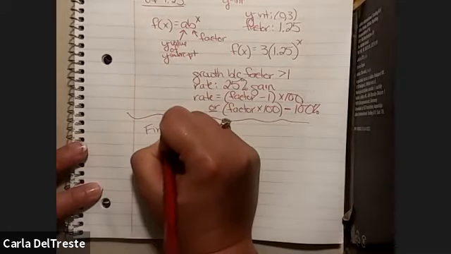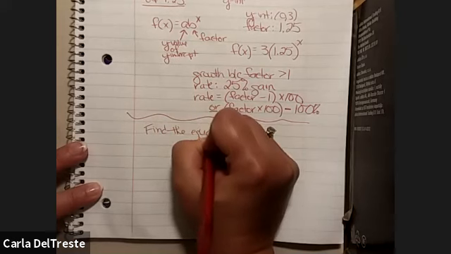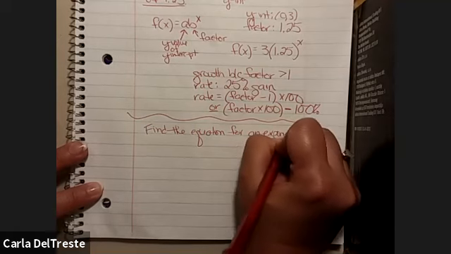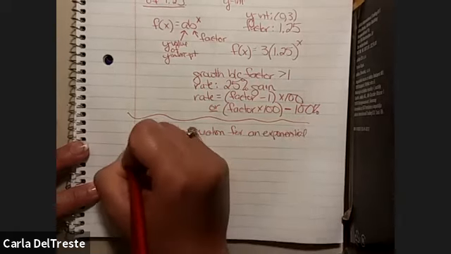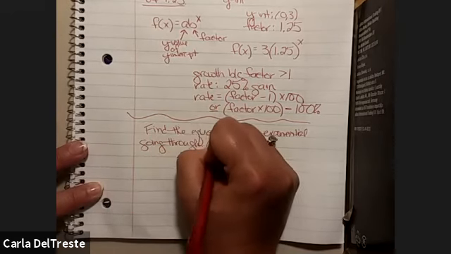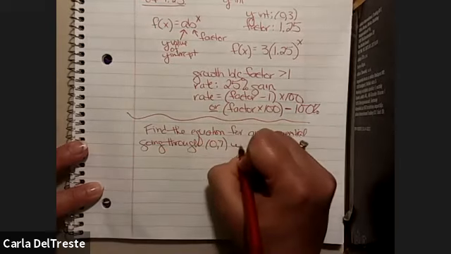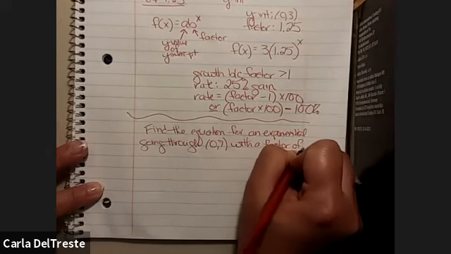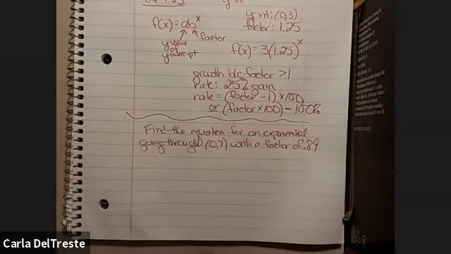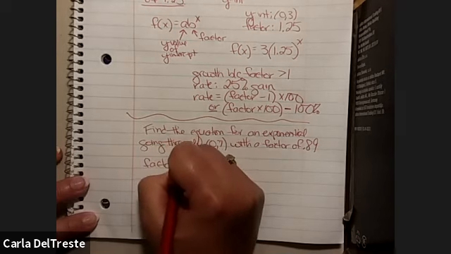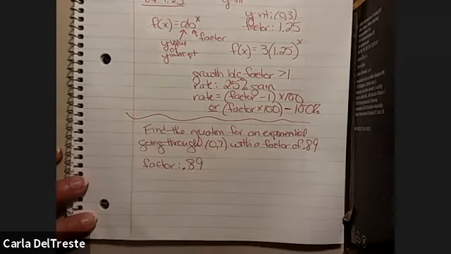Find the equation for an exponential going through (0, 7) with a factor of 0.89. Well, again, do we have that critical information? I know I have my factor. My factor, they flat out told me, is 0.89.